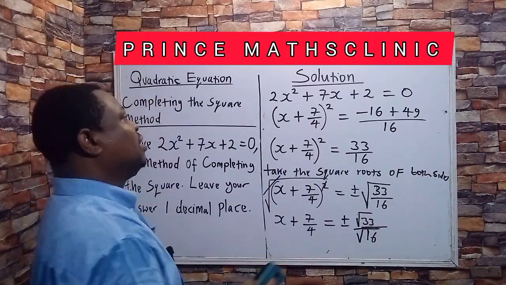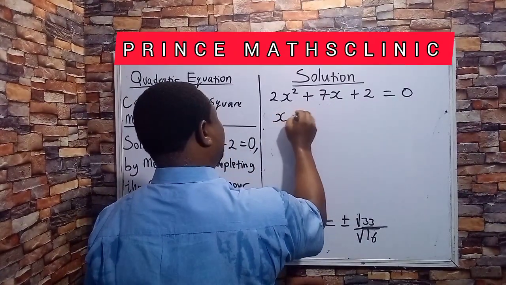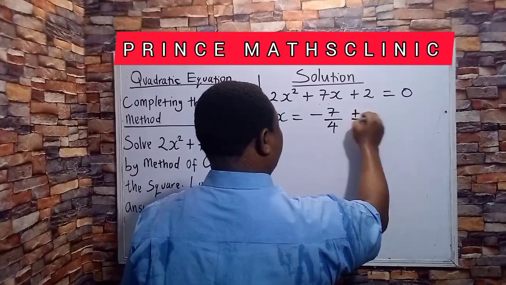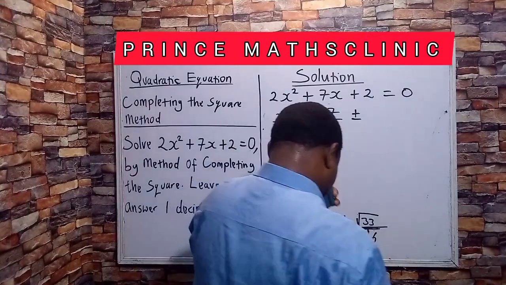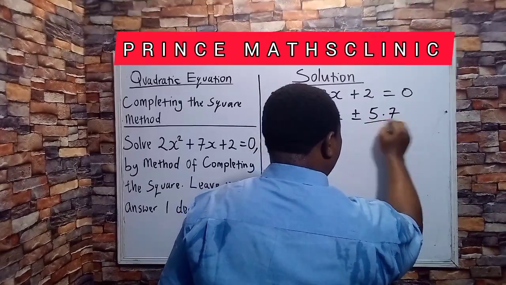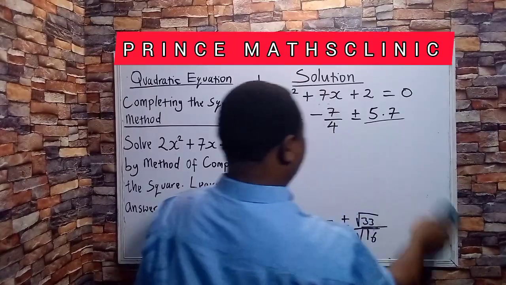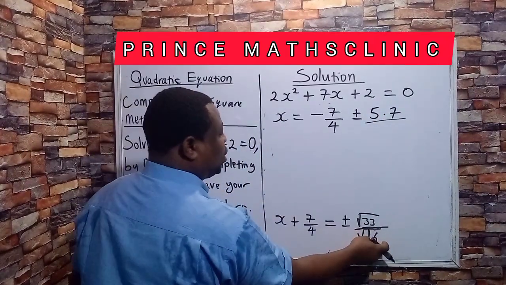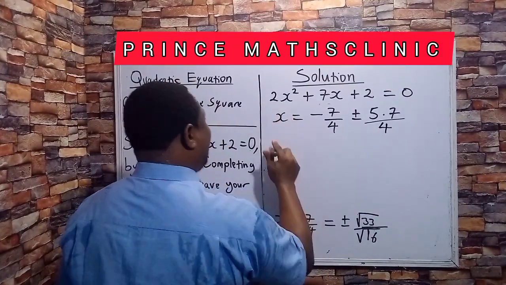So with that in mind, you can move your positive 7 over 4 to this part. So x will now be negative 7 over 4. Then plus or minus. Square root of 33 cannot give you a whole number. We know that the square root of 33 is 5.7 and some other numbers, right? Because the perfect square close to it is 36 and the square root of 36 is 6. So this is 5.7 something. The square root of 16 is what? 4. Good. So you can now find the value for x.